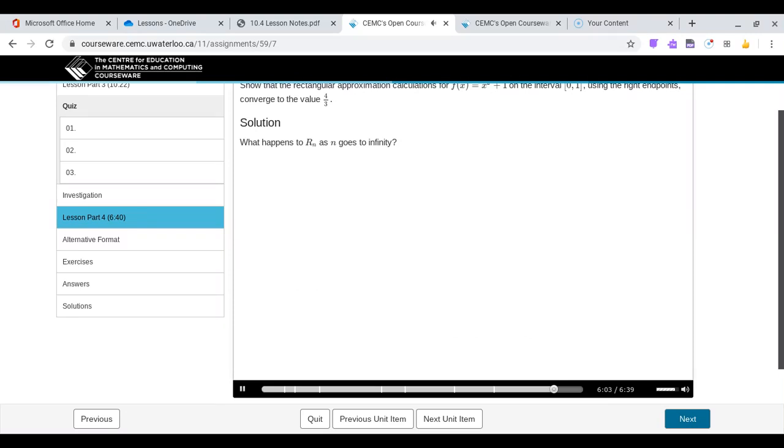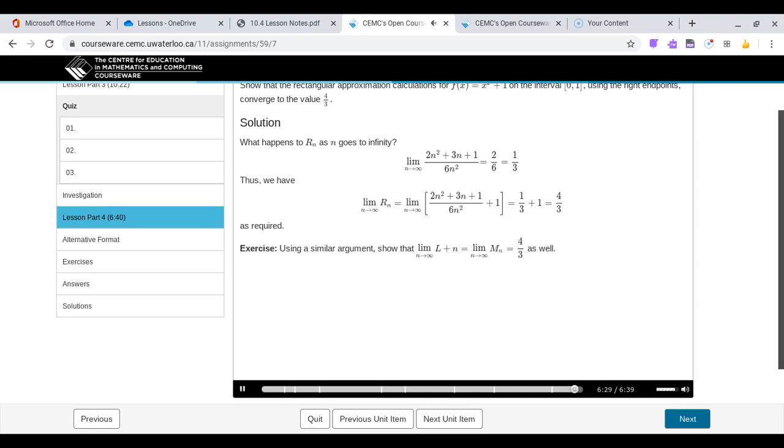Finally, we need to take the limit of our function Rn as n goes to infinity. So if we tackle the fraction in Rn, we see that as n gets large, the term 2n squared in the numerator will dominate the other two terms, and the term in the denominator, 6n squared, is alone. So when we take the limit as n goes to infinity, we get a ratio of 2 over 6, or 1 over 3. So finally, we can take the limit as n goes to infinity of Rn, and we get 1/3 plus 1, which is 4 over 3, which was our predicted value.